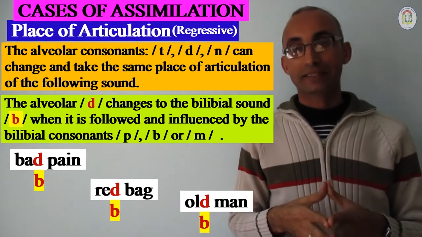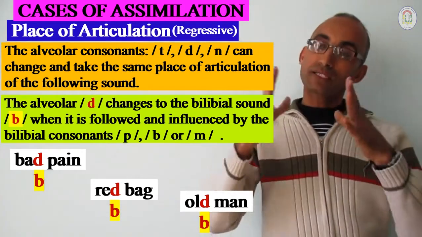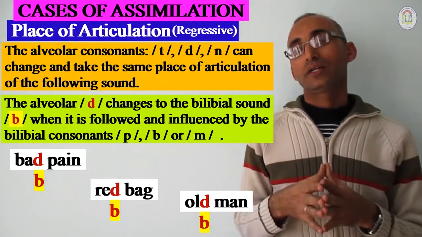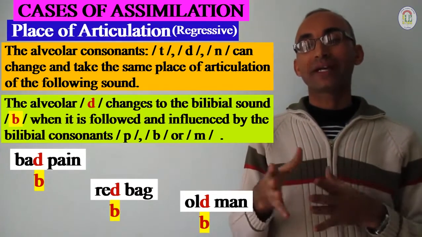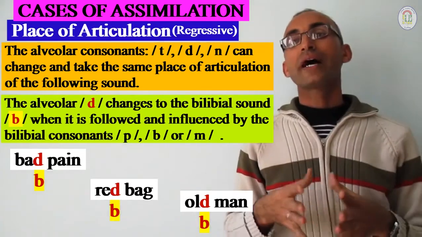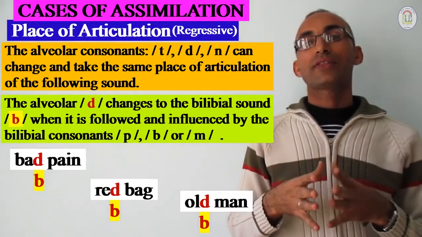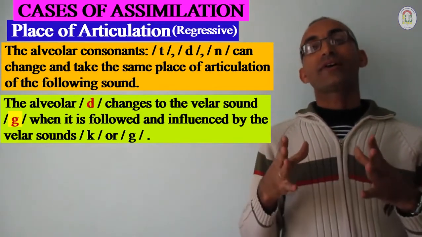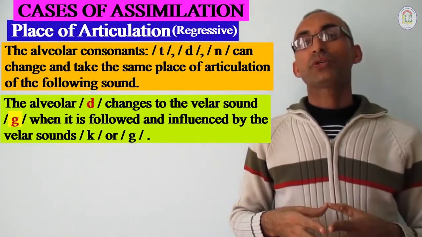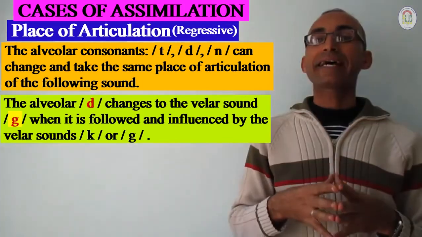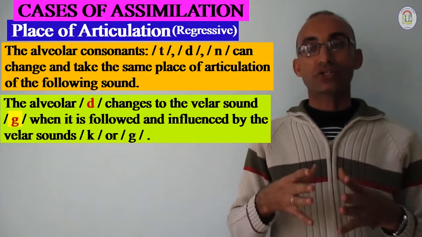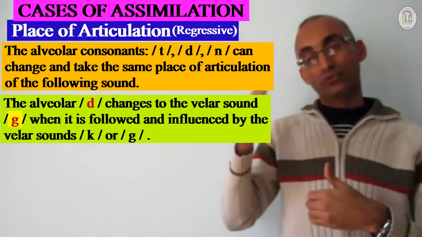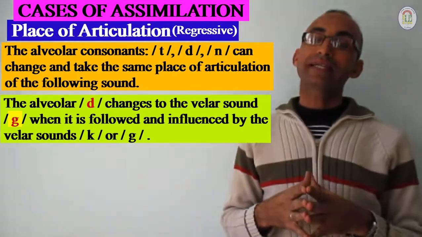Okay, bilabial ma after it. Clear? Another influence which happens at the level of regressive assimilation concerns always the alveolar da, when the da is changed to the velar ga before the velar sounds ka or ga. So da also can change to ga, right? Why? Because it is influenced by the following regressive sound, which is either ka or ga.